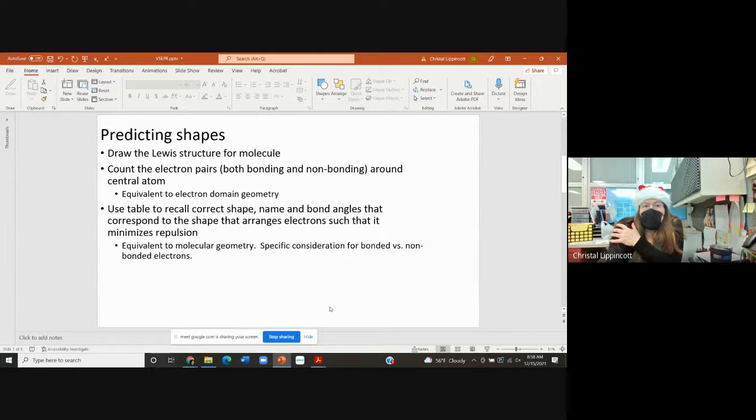So first of all, you're going to draw the Lewis structure. You're going to count the electron pairs and the bonding atoms around the central atom. So the central atom is the one that we really care about. And then you're going to use a chart that I'm going to show you how to use in a few minutes to be able to predict the shape for these.